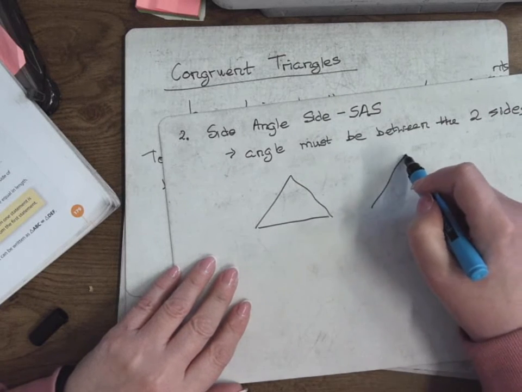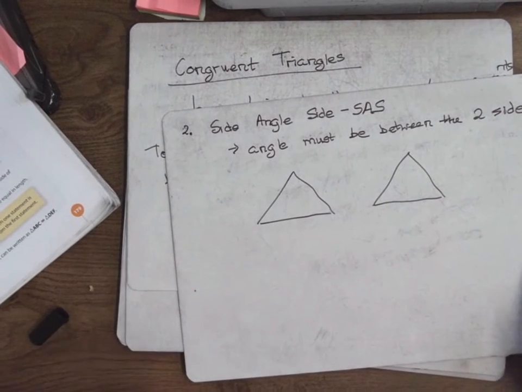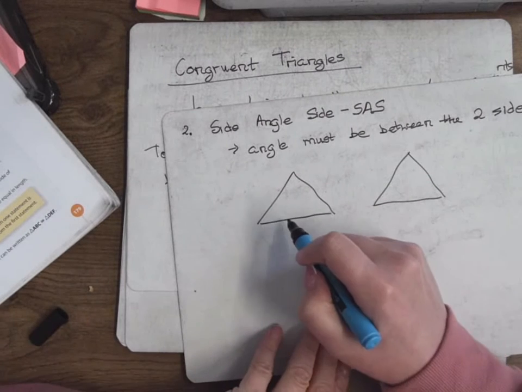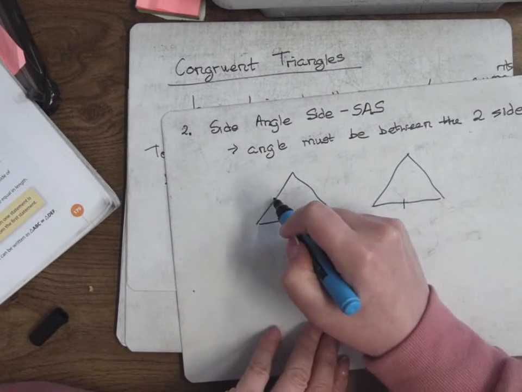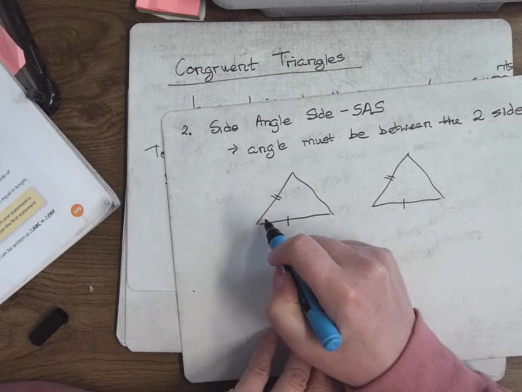Okay, and I'm trying to prove they're congruent. Okay, so do I have to make all 6 measurements? No, I can make 3 in each triangle. So I could measure this side and say it's equal to this side. I could measure this side and say it's equal to this side, and then I could measure this angle.